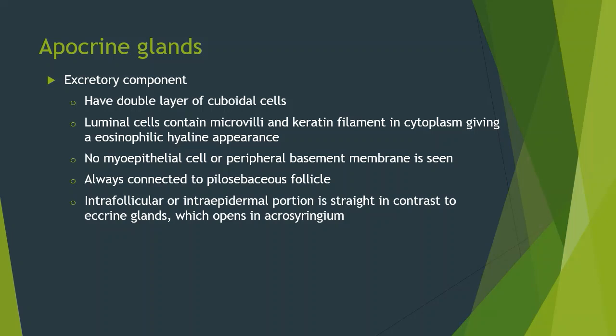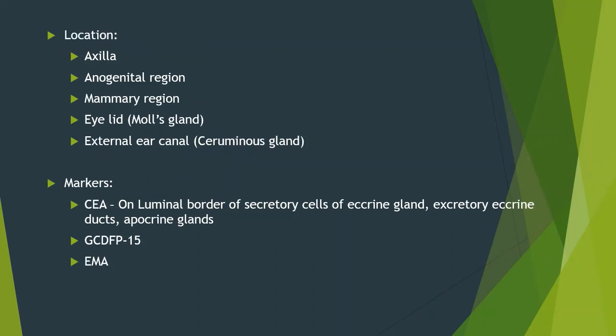These apocrine glands are usually seen in the axilla, anogenital region or mammary region, or around the eyelid like the Moll gland, or in the external ear canal like the ceruminous gland. The common histochemical marker which can be expressed in apocrine glands is CEA. This CEA is present, as we have seen in the picture, in the intercellular canaliculi, that is the CEA is expressed on the luminal border of the secretory cells of eccrine glands and excretory eccrine ducts and apocrine glands. And other markers are GCDFP-15 or epithelial membrane antigen. These are also positive in eccrine glands.